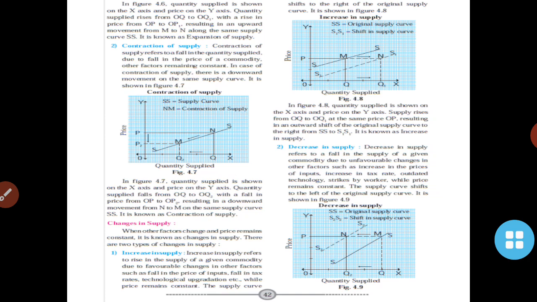But strikes by workers: sometimes the company is unable to pay the workers' salary, and that means the workers go on strikes.